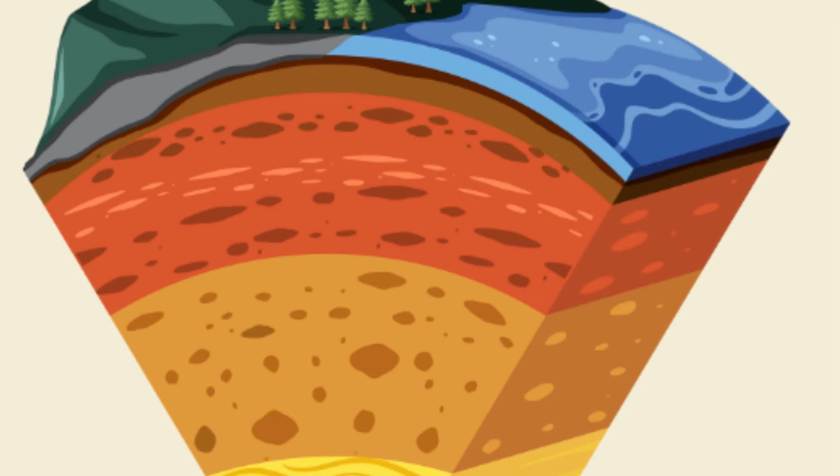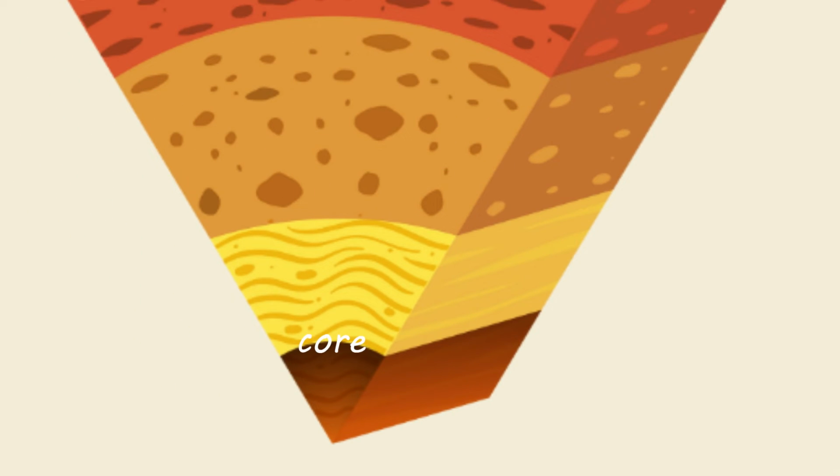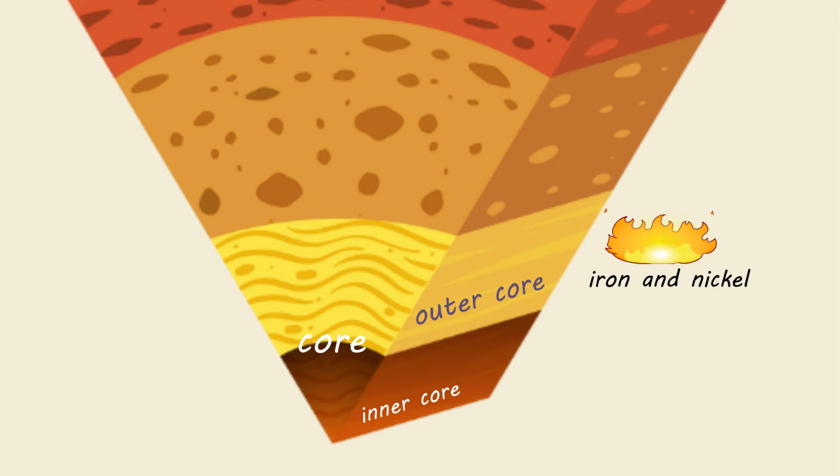Continuing our journey inward, we reach the core, which is divided into two parts, the outer core and the inner core. The outer core is a sea of molten iron and nickel with traces of other lighter elements. The outer core is approximately 2,600 kilometers thick.